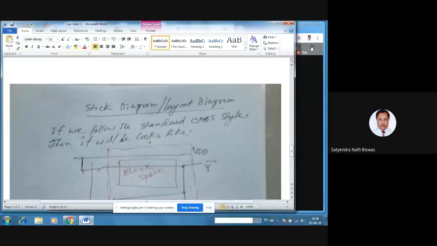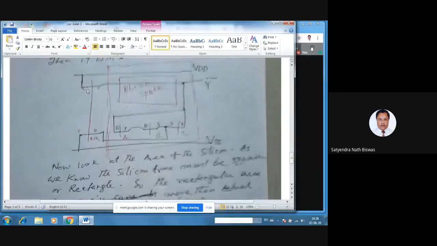Here you see this is a clock. This is the red one. This is PMOS and this is NMOS. And the extra 3 NMOS is here, A, B, and C. Right? And we need to connect like this.